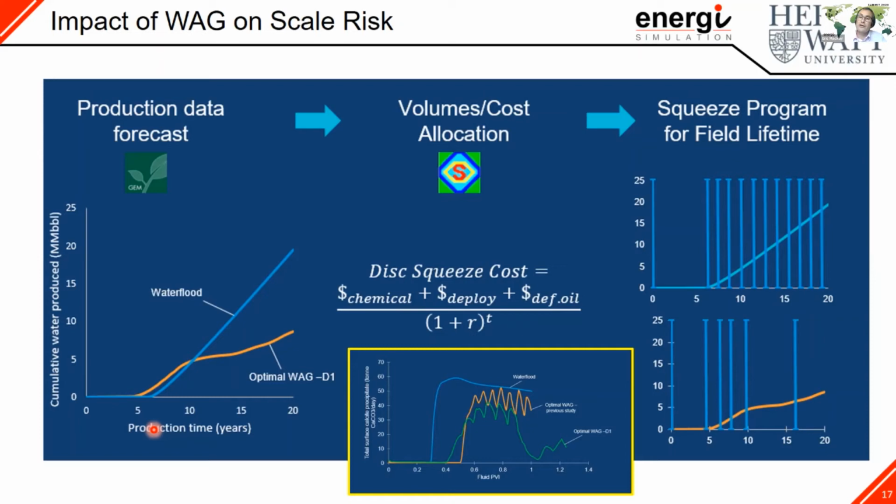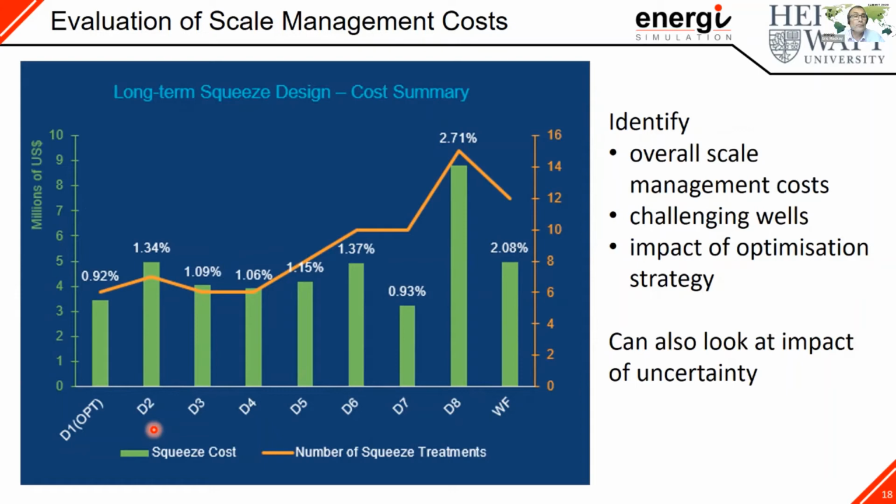Although these squeeze treatments themselves may require more work to be done, and all this can be fed into NPV calculations. For the cost of treating these wells, the cost of protecting these wells against scale by performing squeeze treatments, and we can identify which is going to be the hardest well to treat, and so on. And that's very useful information for production engineers who will be given the task of ensuring that these wells keep flowing.